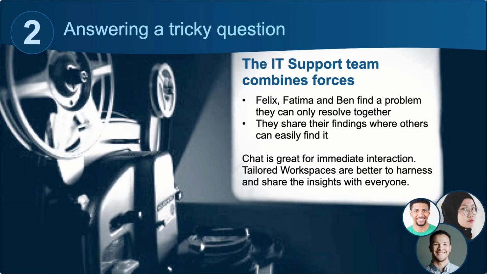Now let's look at the second scenario. Now we're actually looking at the IT support team. So it's these three people, Felix, Fatima, and Ben. And Ben actually finds a comment on one of the wiki pages where somebody has a question that he doesn't really readily have an answer to. But he reaches out to his colleagues, and it turns out working together they can find a problem within their closed group, but now how do they make that available to the broader organization? So let's see how that works.